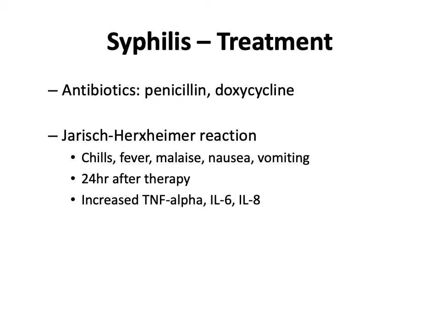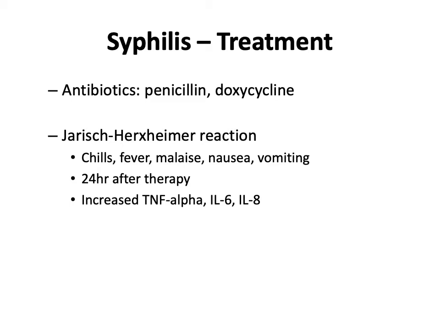Penicillin is the preferred antibiotic for all stages of syphilis. For patients that are allergic to penicillin, doxycycline can be substituted. Doxycycline is preferred over tetracycline due to its reduced spectrum of activity. Although treatment will stop the progression of the disease, it will not reverse any damage already done.